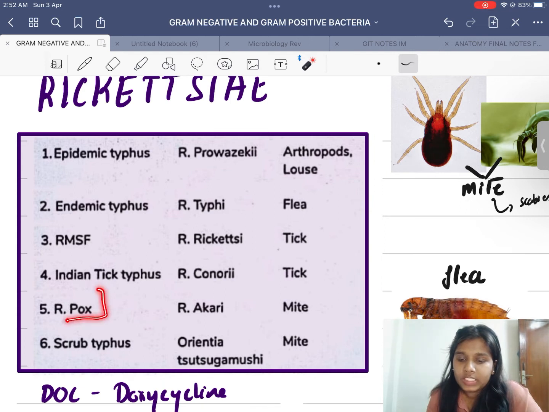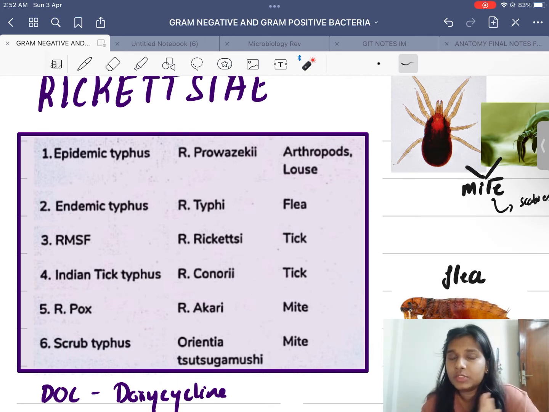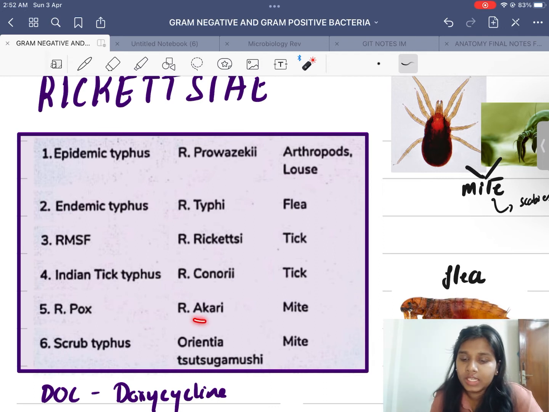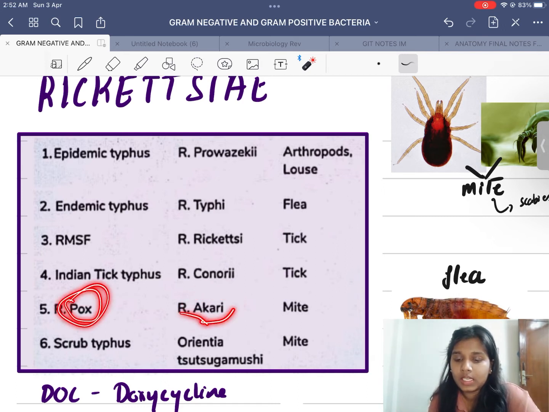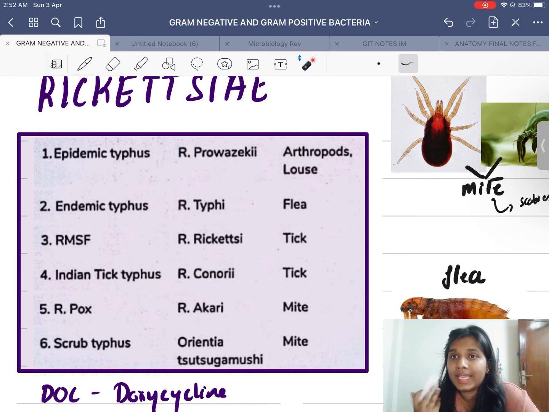Now what is the shape of the pox virus? Actually, this is not a virus; I'm just telling you for the mnemonic. Pox virus is a box shaped virus, a brick shaped virus. So you can remember akari is the shape of the pox virus. Scrub typhus starts with S and it's tsutsugamushi. When you say the word again, you say S, right? So S. Rickettsia rickettsii, R for Rocky Mountain.